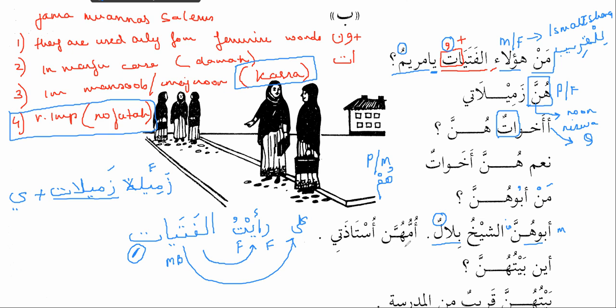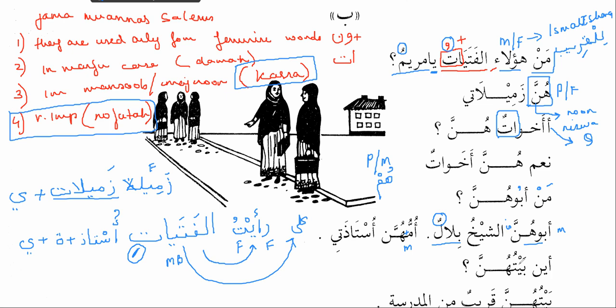Ummuhunna, their mother. So we have a mubtada, ummu plus damir, ummuhunna. Ustadhati. Ustadha, as from ustad. Ustaz, we have the addition of tamarbuta, we get ustaza. And now adding ya mutakallim with it, so we have ustazati, my teacher. And their mother is my teacher. Aina baytuhunna, where is their house?